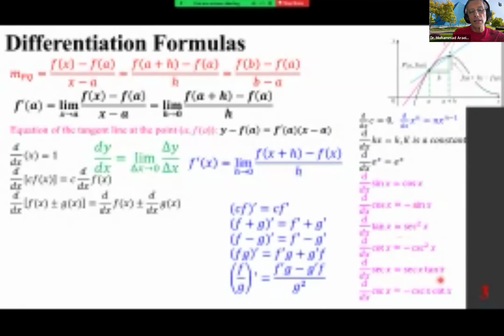Now we also added the product and quotient rules with a shorthand notation: the product rule is f prime g plus g prime f, and the quotient rule is f prime g minus g prime f over g squared.